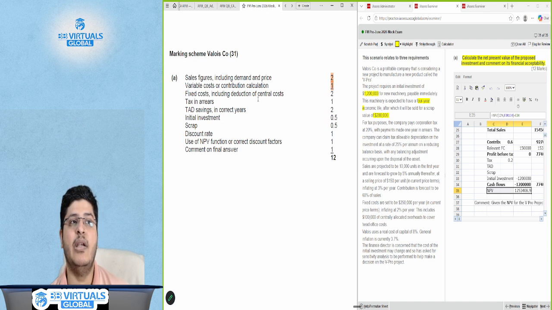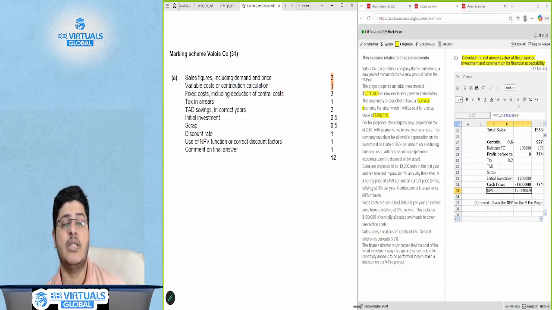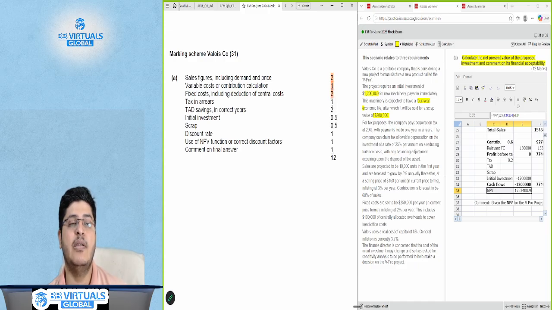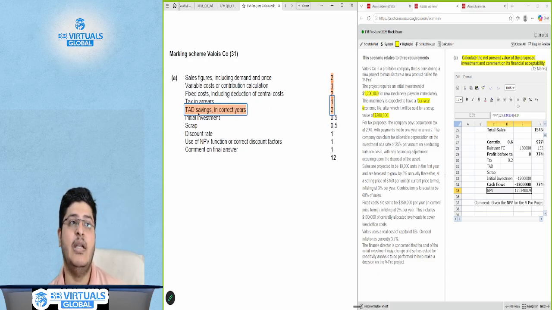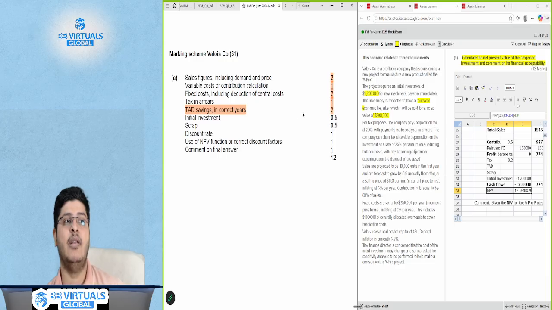Fixed costs including deduction of central cost. Why real fixed cost, right? Not fixed assets, fixed costs. Will give you another 2 marks, guys. Okay, inflation plus the step on overheads removal. Tax in arrears, again 1 mark. Even if you've considered tax in arrears, even if the number of tax was wrong, but even if you just considered it 1 year later, that's 1 mark. TAD savings in the correct years, again it's not just the amount but also in the correct years you get 2 marks. Correct years as in again 1 year later.